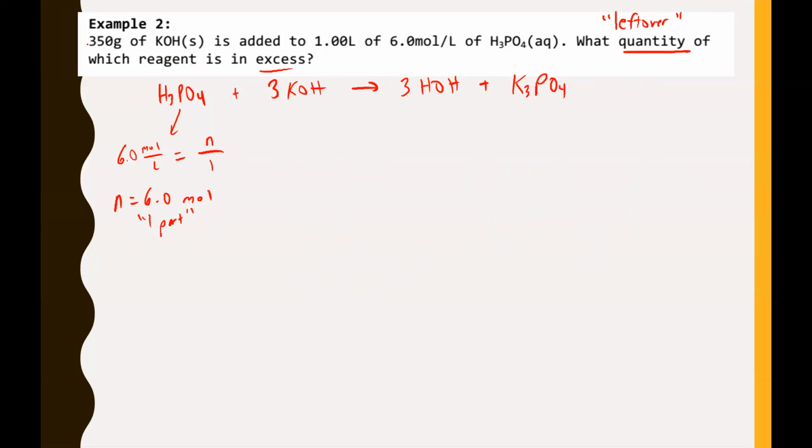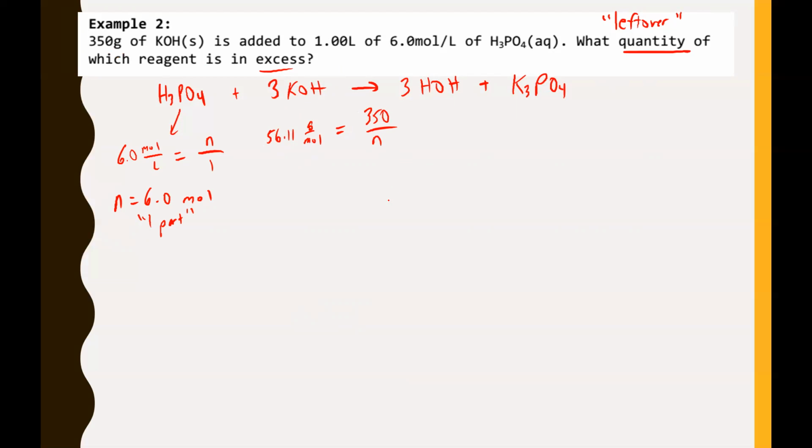Let's figure out this one now. 3 KOH. We know we have 350 grams of KOH, so we need to figure out our molar mass. The molar mass of KOH is going to be the molar mass of potassium, which is 39.10, plus the molar mass of oxygen, which is 16, plus the molar mass of hydrogen, which is 1.01. I will spare you the time of writing that down. It's going to be 56.11 grams per mole. Now, since we know it's 56.11 grams per mole, we can set that equal to some number of grams, which we know is 350, over some number of moles, which I'll call N.